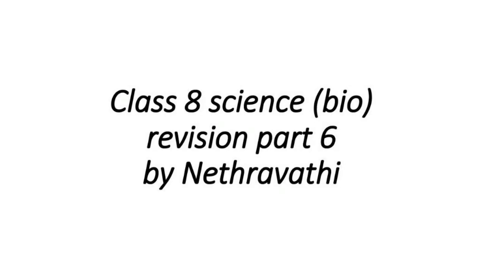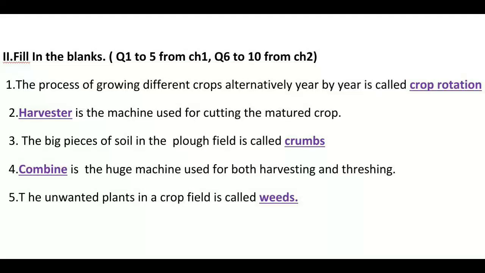So let us start the fill in the blanks which are there in our question bank. The process of growing different crops alternatively year by year is called dash. See here, growing the crops alternatively means in the first year we have selected one type of crop and grown that. And in the second year we have selected a different type of crop for growing. And in the third year we can select the one which we grew in the first year. So like this we can alternatively grow the crops, which is helpful for replenishing the soil with nutrients.